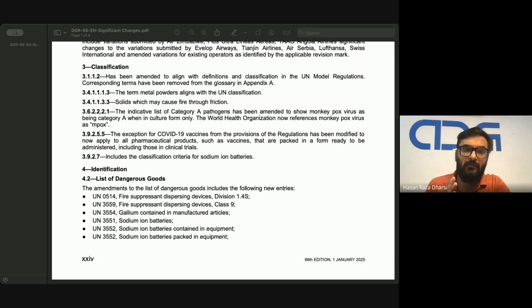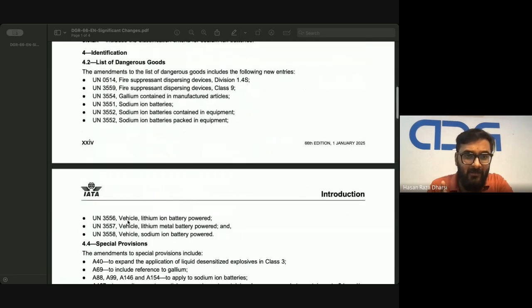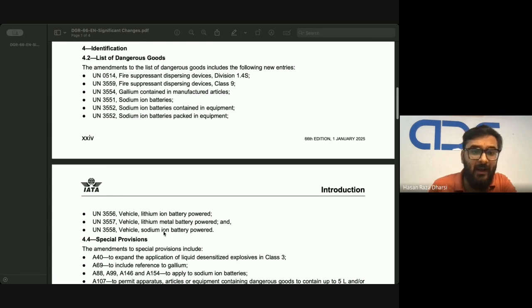Okay, so before, till last year, these sodium ion batteries were not part of the book, but in the latest edition of IATA DGR, which will be the 66th edition and which will be applicable from the 1st of January, you will see the new UN numbers, which are 3551, 3552 for sodium ion batteries contained in equipment, packed with equipment, and then 3556 vehicle lithium ion battery powered, 3557 vehicle lithium metal battery powered, and 3558 vehicle sodium ion battery powered.